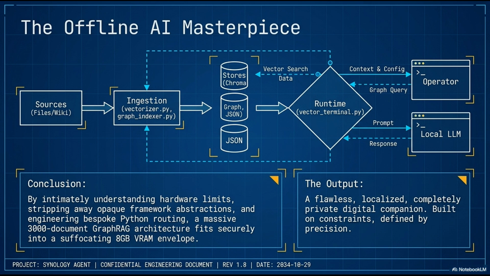And ultimately, he deployed a flawless dual-engine architecture, a ChromaDB vector store, and a lightning-fast NetworkX metadata graph that functions as both a high-speed knowledge retriever and a personalized digital companion. He achieved what seemed physically impossible by intimately understanding the literal memory constraints of his hardware and writing bespoke code that strictly respected those boundaries. Which leaves you, the listener, with a profound concept to mull over.